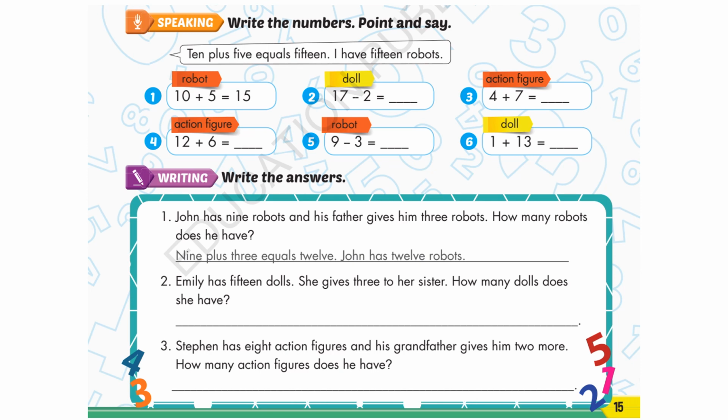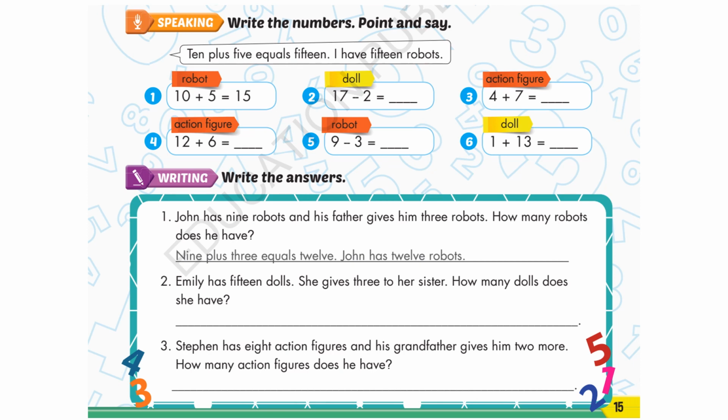John has 9 robots and his father gives him 3 robots. How many robots does he have? 9 plus 3 equals 12. So John has 12 robots. Number 2, Emily has 15 dolls. She gives 3 to her sister. How many dolls does she have? So you work that out. Emily has 15 minus 3 equals 12. Emily has 12 dolls.